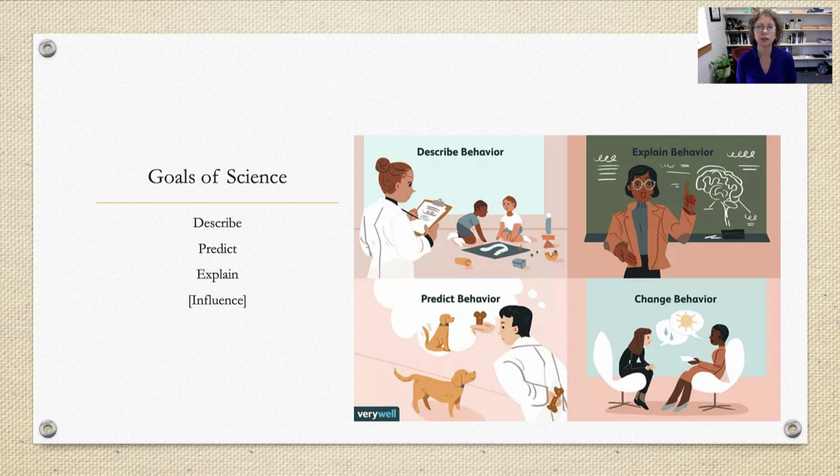Predict is to anticipate the occurrence of specific behaviors. So if I know that one certain condition or situation is always related to a subsequent condition or situation, then I'm able to predict when another occurrence might happen. Not that it's causing it, just that it happens to happen together. And then explaining, that's where they're getting into causal relationships, explaining why people behave as they do.